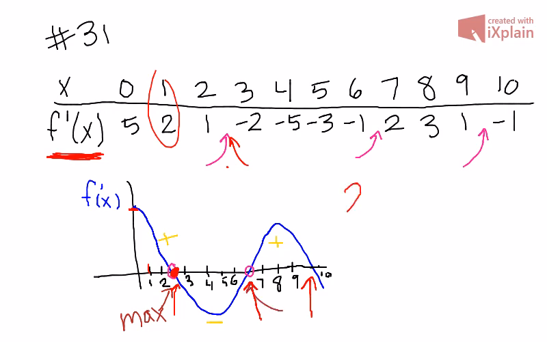So we have like 2.5, then we have like 6.5, and we have like 9.5. So those would be all of our estimated critical points.